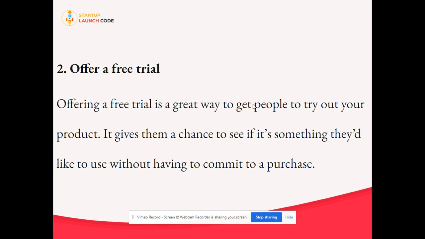So if it's possible, get people to use the free version of your product so they get the feel and enjoy the value of your product for a while. And once they see that, oh, this product can actually solve my problem, they will always be willing to upgrade and start paying to use your product.